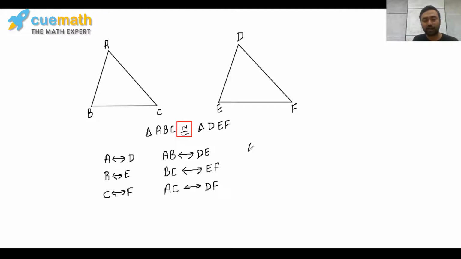Then angle A corresponds to angle D. Angle B corresponds to angle E. And angle C corresponds to angle F. Now, when we are marking the congruency between the two triangles, we'll have to be very careful of the order of the vertices. That is why I have written these corresponding parts of one triangle with respect to the other triangle. Now, let us see a real life example of congruency of triangles.